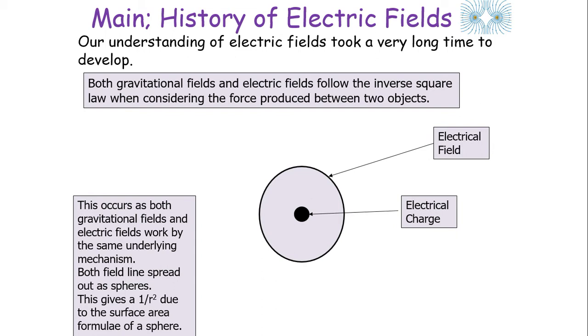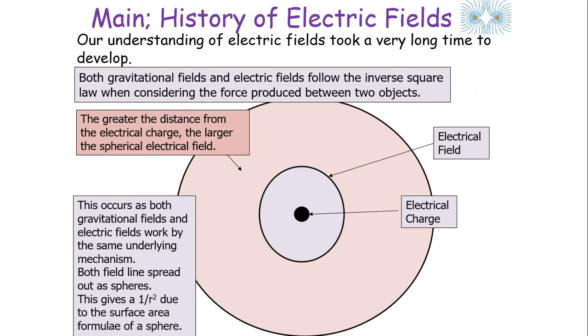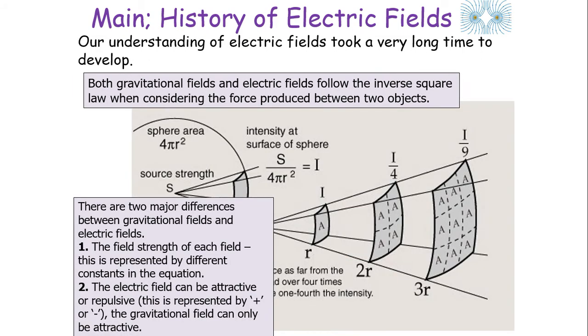So, whilst your electrical charge will produce a spherical electrical field, the greater the distance from the electrical charge, the larger that spherical electrical field. So it indicates that the field lines are spread out over a greater area, decreasing the actual electrical field strength because those field lines are more spread out. Now remember, it's spread out as a sphere, and that's given by the equation 4 pi r squared, which gives us the inverse square relation.